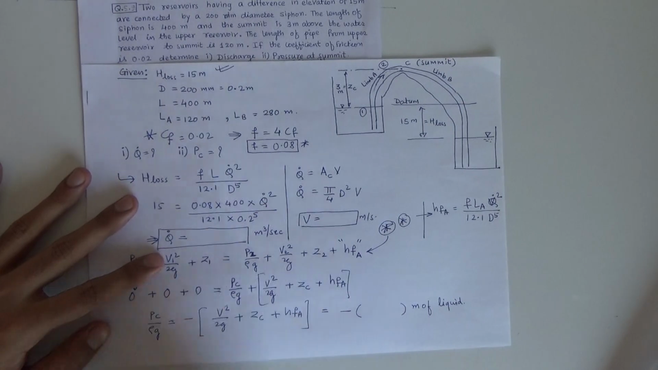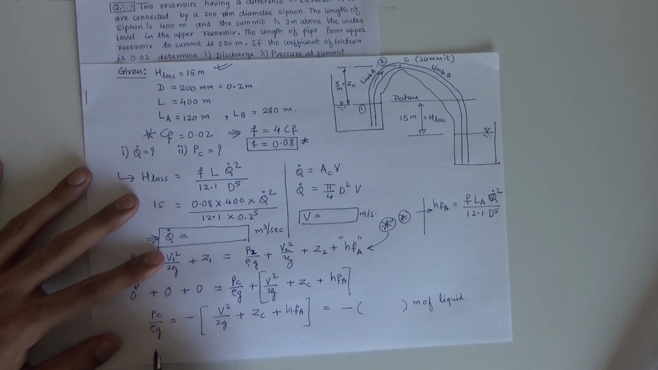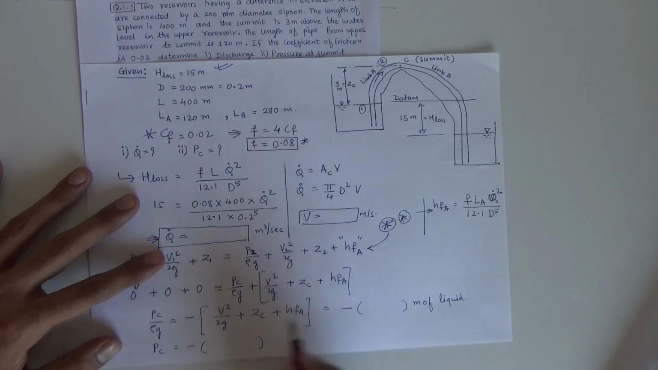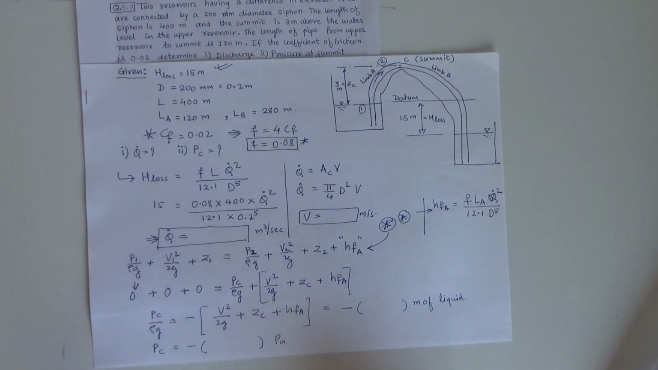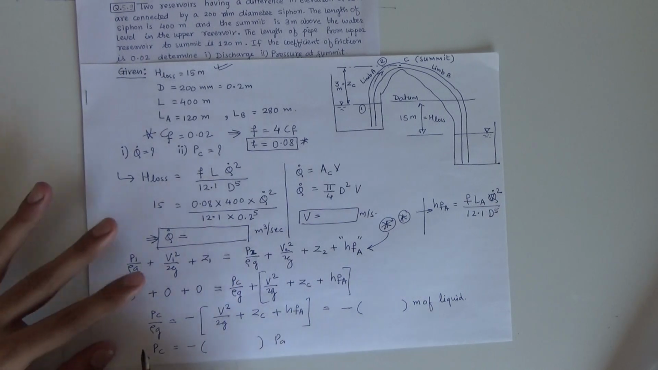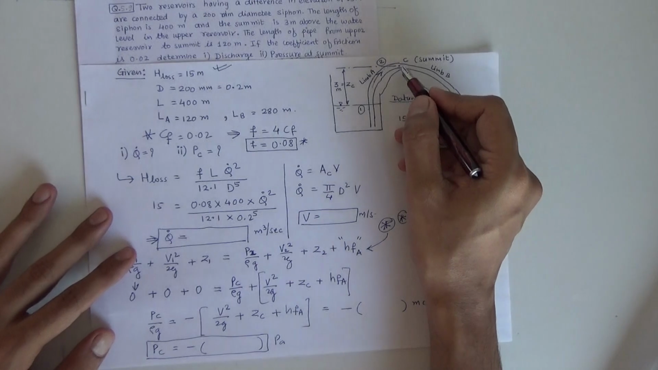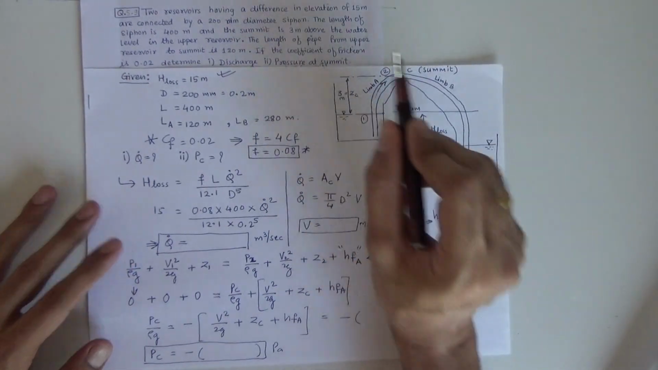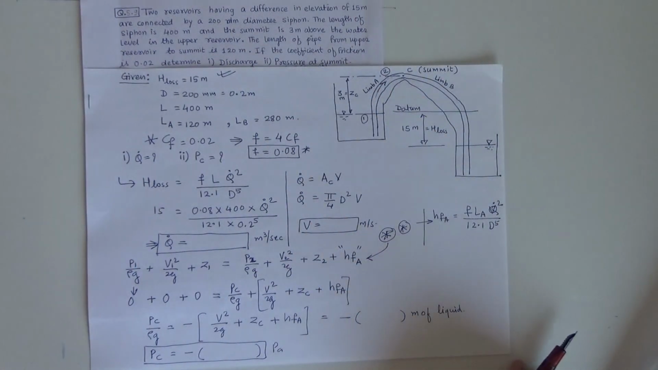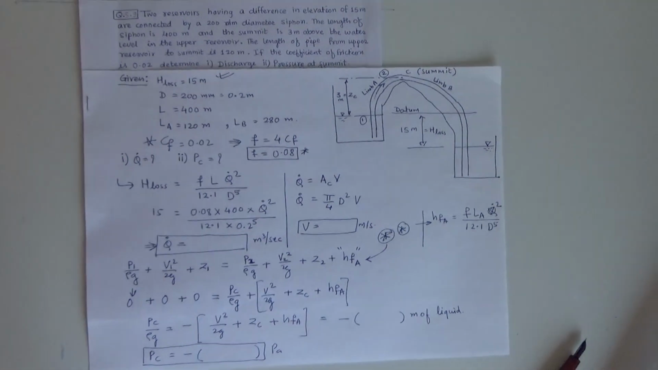If you want to find it in terms of Pascal, multiply that with rho g. You will get Pc as rho g into this value, which will be minus some value in Pascal. So a negative value of pressure will be obtained at the summit. That is what pressure at the summit is asked. Okay, so let us go for the second question.